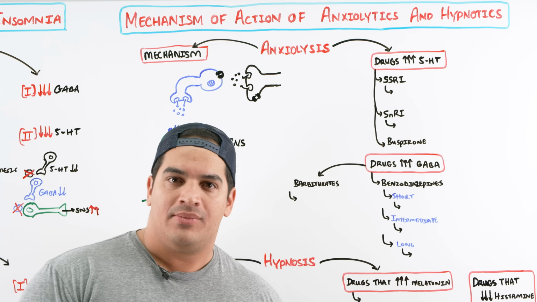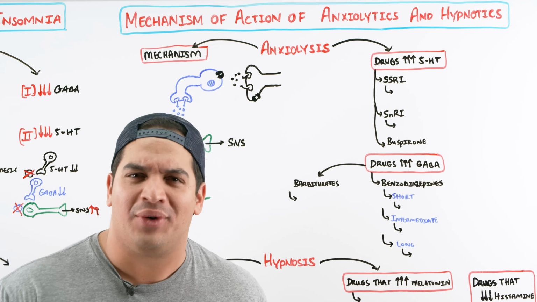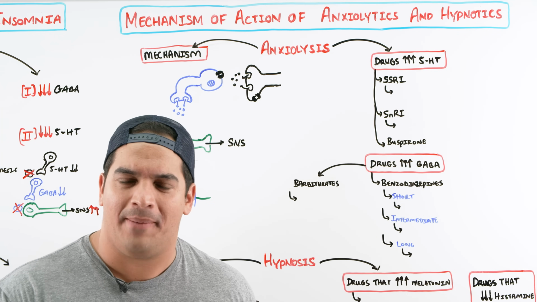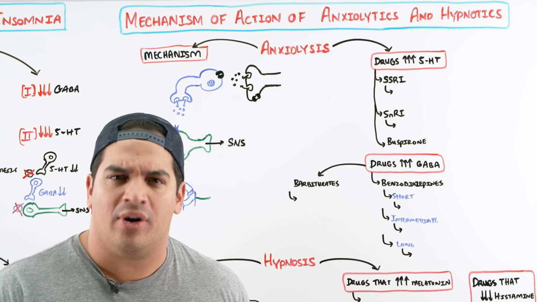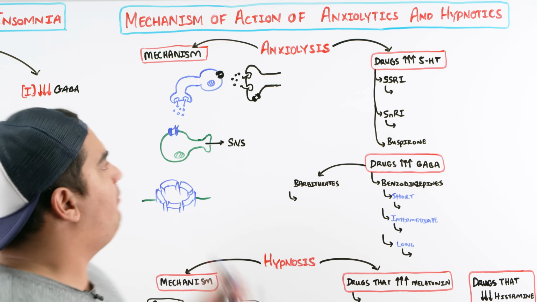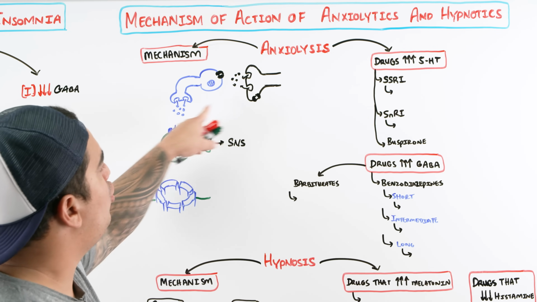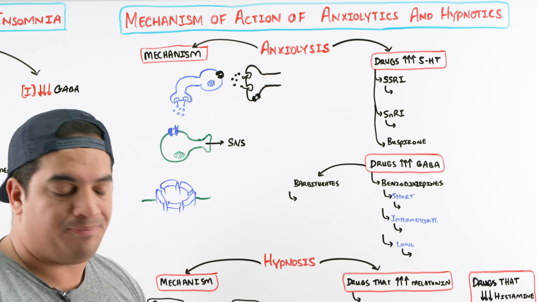One is the mechanism. So really, how are these drugs actually helping to increase GABA or increase serotonin? Because that was the whole goal, right? And then what are some of those drugs? What are some of the names of those drugs that we're actually going to talk about? So first thing for anxiolysis with mechanism here is, again, we have two particular neurotransmitters.